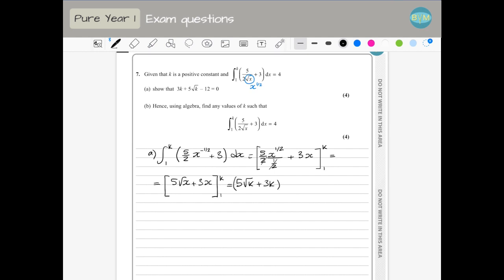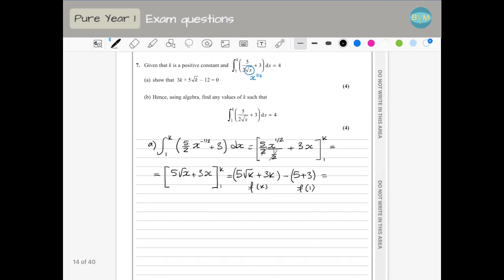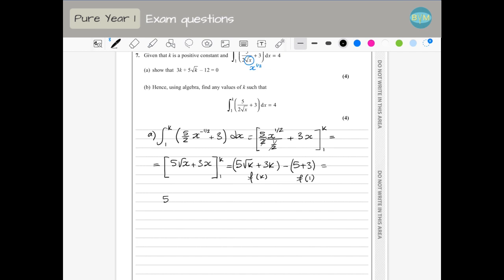So this is f of k. And minus, when I substitute by 1, I have 5 root 1, which is 5, and 3 times 1 is 3. So this is f of 1. And I just reorganize a bit, so I have 5 root k plus 3k minus 8, and this is what is going to be equal to 4.